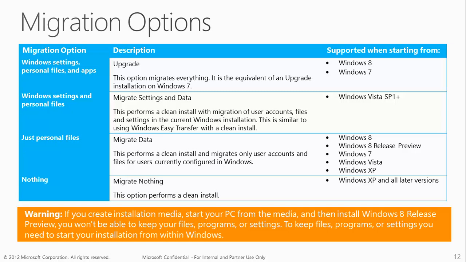So if we find that an app is known to be incompatible with Windows 8, we're still going to let you install Windows 8. We just want you to know that there's probably action you're going to need to take to make that app compatible once you get there.